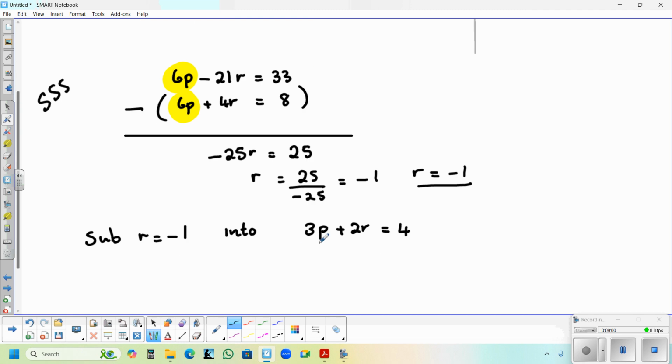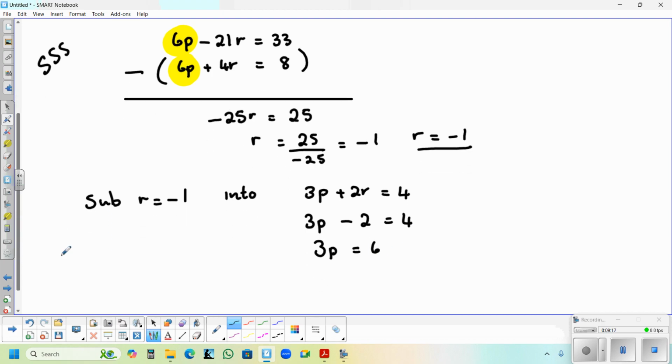So 3p, I want to find p, so 3p stays as it is just now, plus 2r, 2 times negative 1 is negative 2, that's equal to 4. Add 2 onto both sides, so 3p is equal to 2 plus 4 is 6. Don't want 3p, so I'm dividing by 3, so p is equal to 6 divided by 3, which is equal to 2. So therefore p is equal to 2.